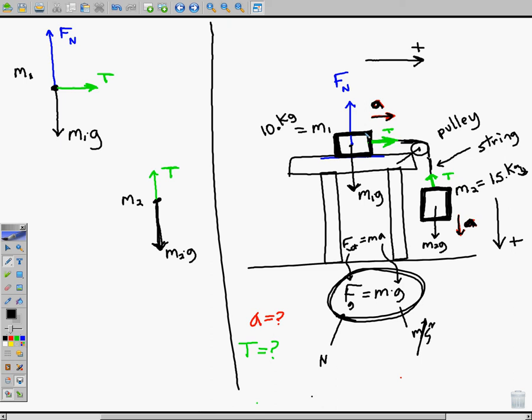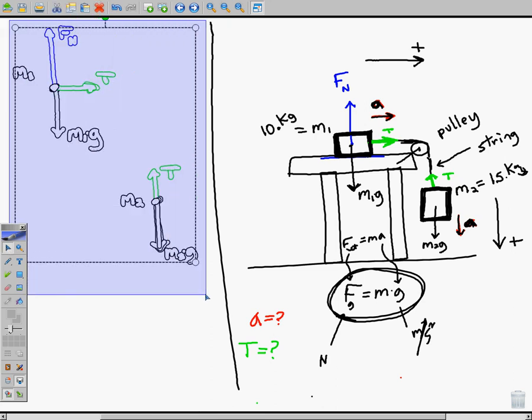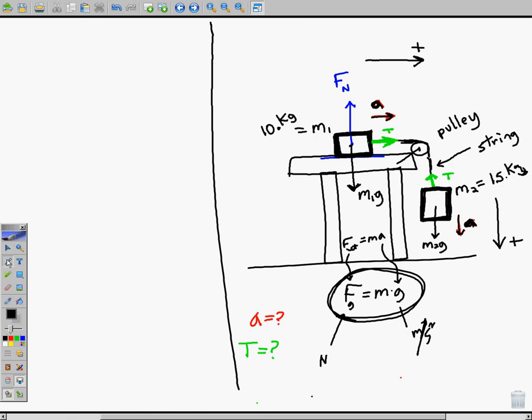All right, so what I think I'm going to do now is get rid of this picture over here. Actually, I think I'm going to get rid of this again. Okay, so F net equals M1 times A. Now again, don't draw this, but let's say there was a rubbing force right here, a force of friction, like that.